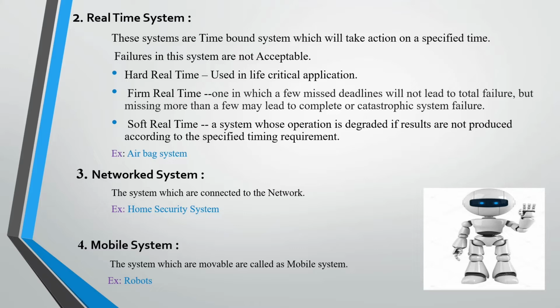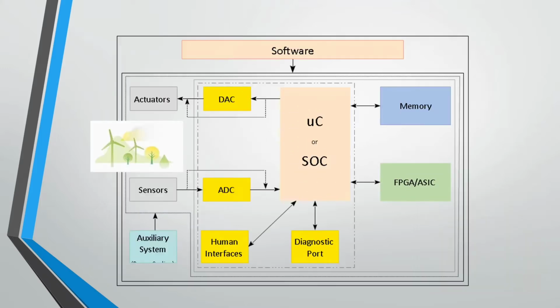And the third type of embedded system is networked system. Simply, the systems which are connected to a network are called networked embedded systems. Example, home security system. Fourth one, mobile system. The systems which are mobile are called mobile systems. Example robots, Tesla car. And these are the components of embedded system. As we see, it consists of hardware like microcontroller, memory, FPGA, and other peripherals connected to microcontroller, and also software.